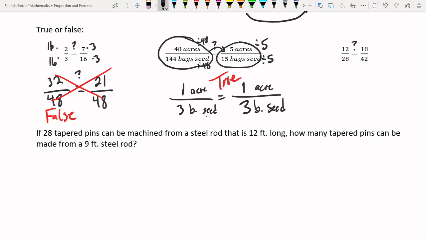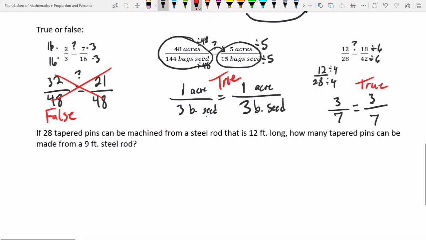12 over 28. I can reduce these things. It looks like I can reduce 12 over 28 by 4. Biggest thing I can see. The second one is 6. Yeah. 12 over 28 becomes 3 over 7. Yep. 18 over 6 is 3. And 42 divided by 6 is 7. This is the same thing. So we have a true proportion there.